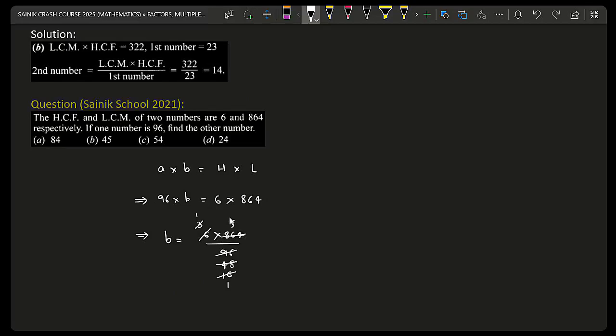86 minus 80, what is remaining? Sir, 6. 6 and this 4 together. What will the number become? 64. 6, 4 becomes 64 or not, Nishika? Yes, sir. Now in the 16 table, when will you get 64? 16 4s are 64.